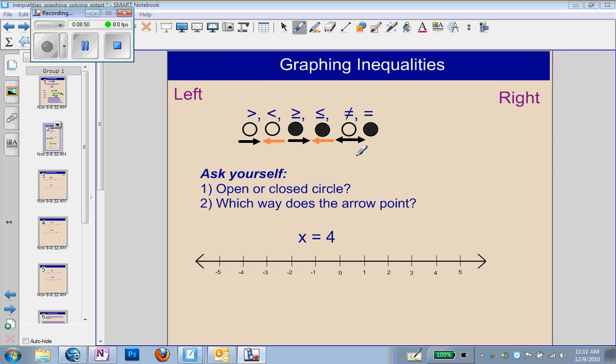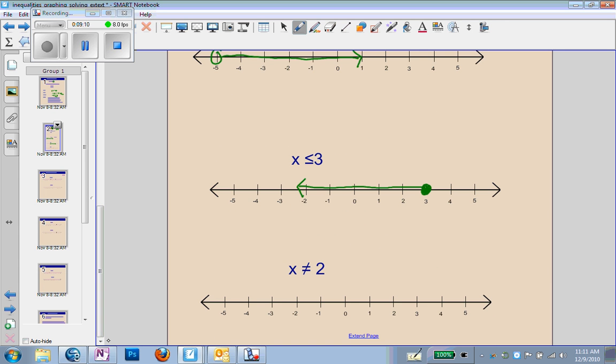Now, in the next symbol, we have not equal to. With not equal to, we're saying if x is not equal to some number, then x could be anything except that number. So that's actually an open circle on the number and then an arrow in both directions. So, for example, x not equal to 2, we'll have an open circle on 2 to say that x could be any number except 2.